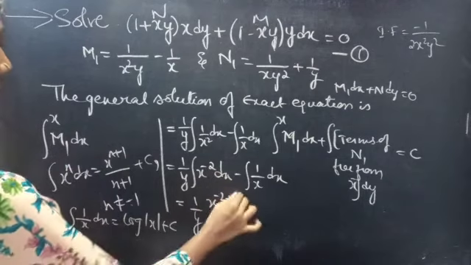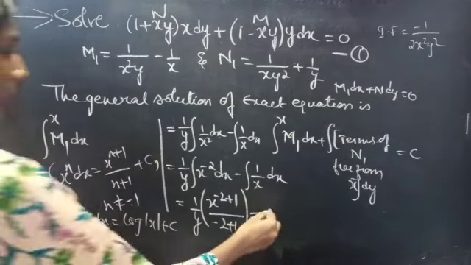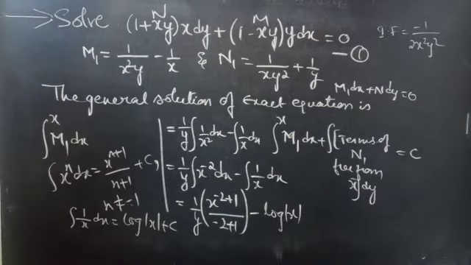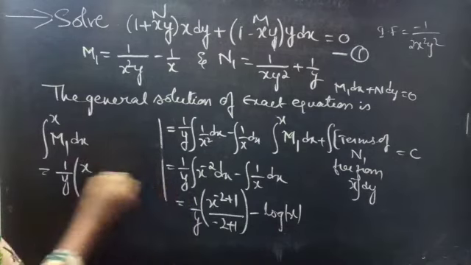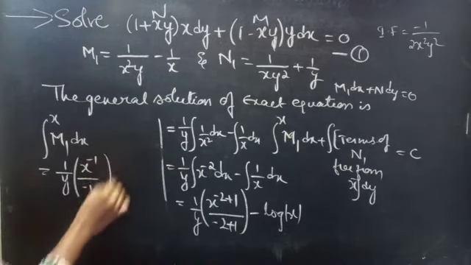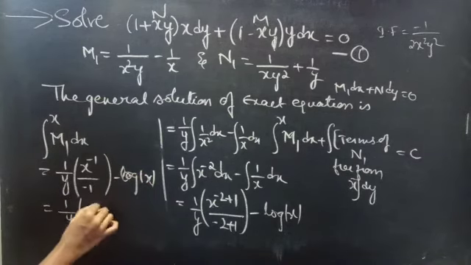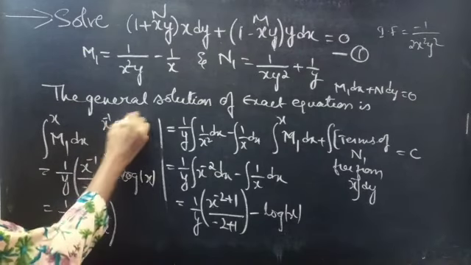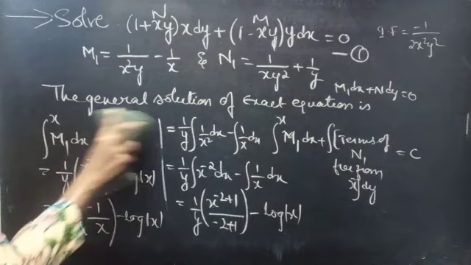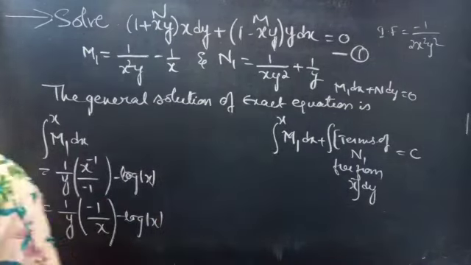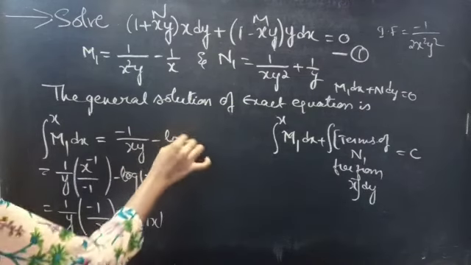You will get x power minus 2 plus 1 by minus 2 plus 1, minus integral 1 by x dx, which is log mod x. This is equal to 1 by y into x power minus 2 plus 1, which is minus 1, by minus 2 plus 1, which is minus 1, minus log mod x, which is equal to 1 by y into minus 1 by x, since x inverse can be written as 1 by x, minus log mod x. This is equal to minus 1 by xy minus log mod x.